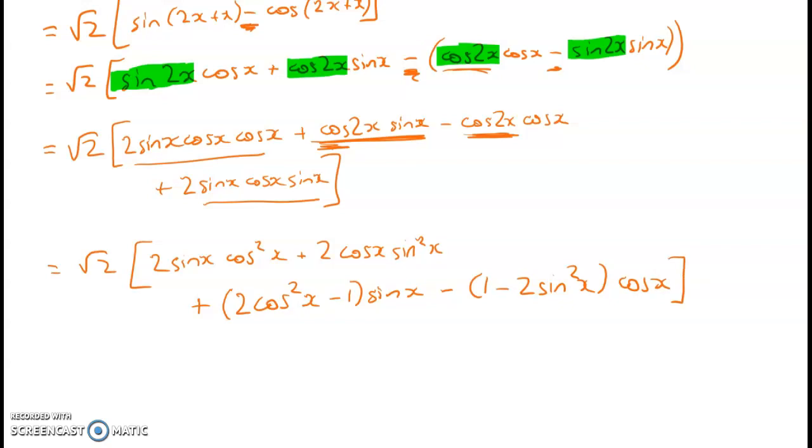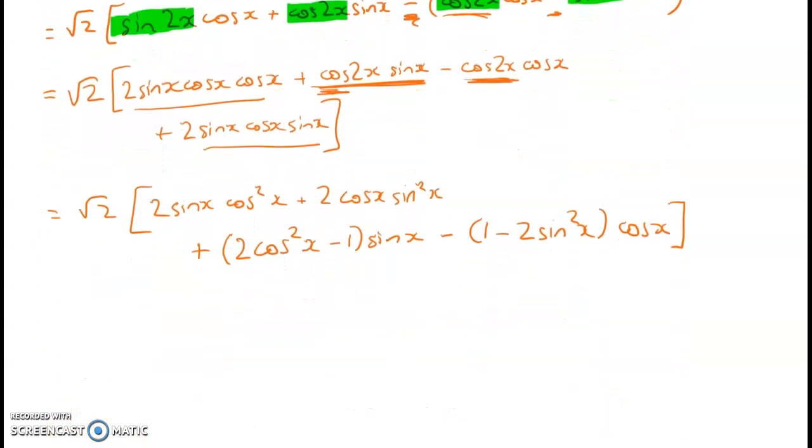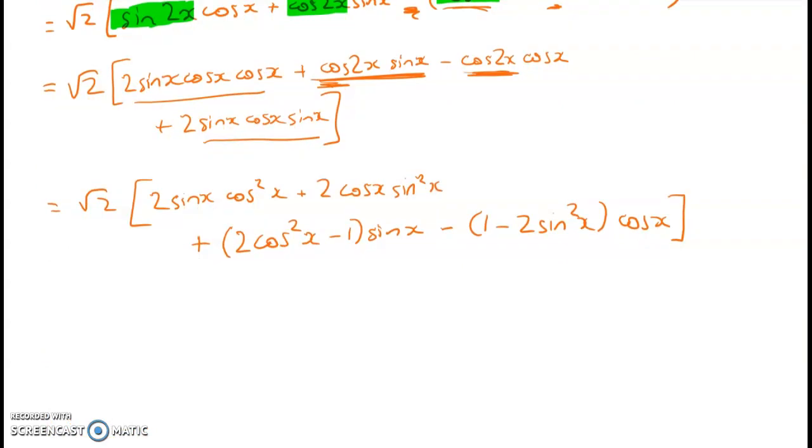Now, I think that's going to work out fine, right? Because in my final thing, we want to have a minus sine x here and a minus cos x here. And that's going to work, right? Because when I expand that, I'm going to get this.